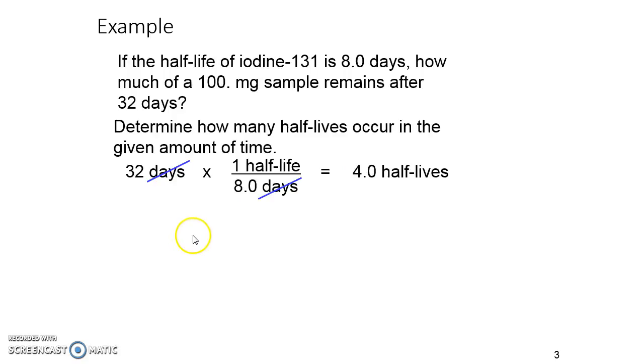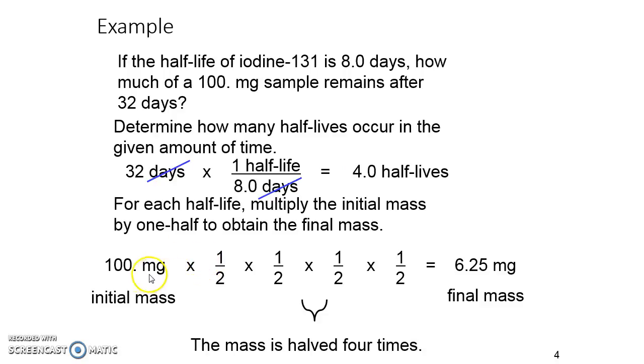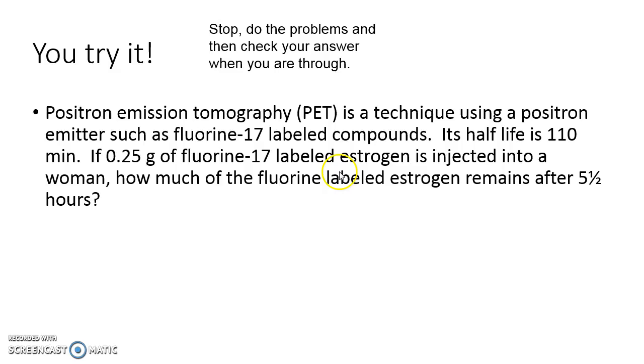Let's see an easy way to figure this out. 100 milligrams goes through 4 half-lives, so you cut it in half 4 times by multiplying by 1/2 4 times, and you end up getting 6.25, just the same way I went through it with you before. You go ahead and try to do the same type problem.